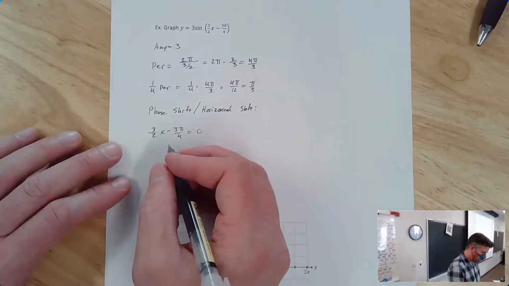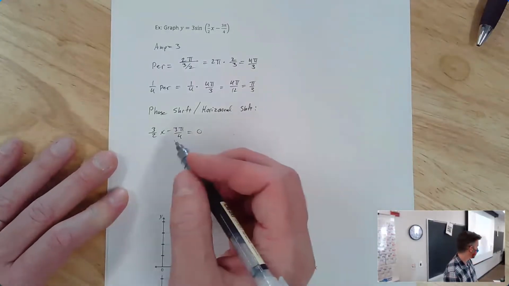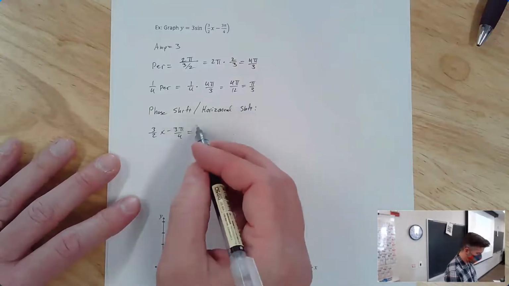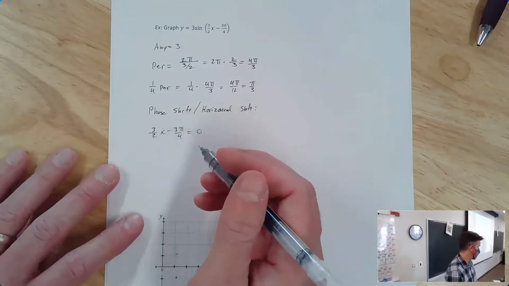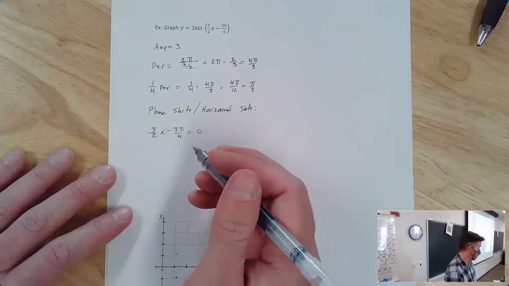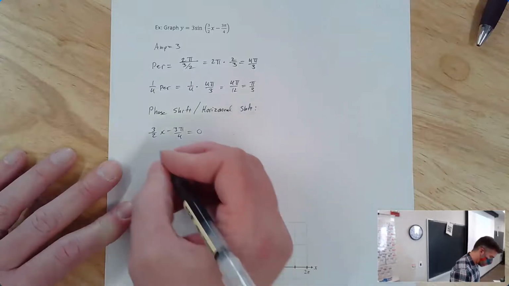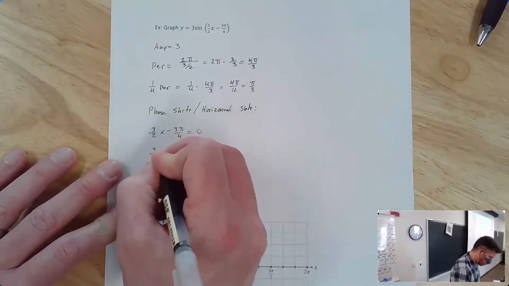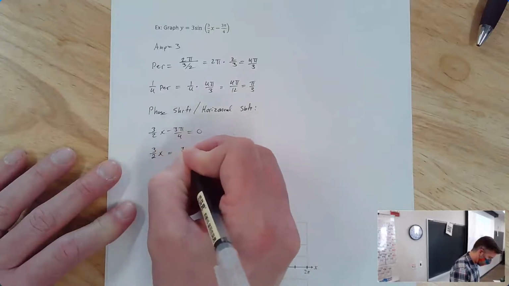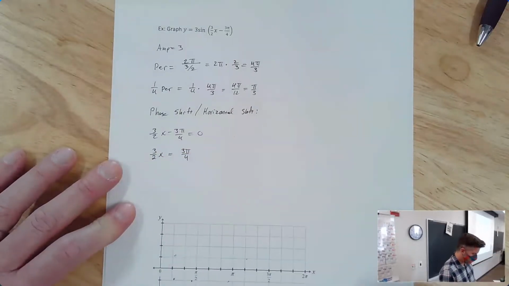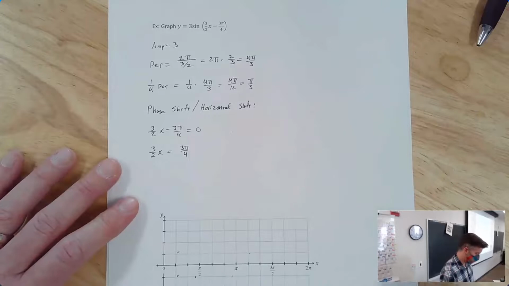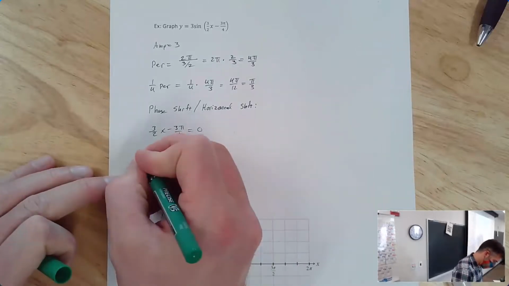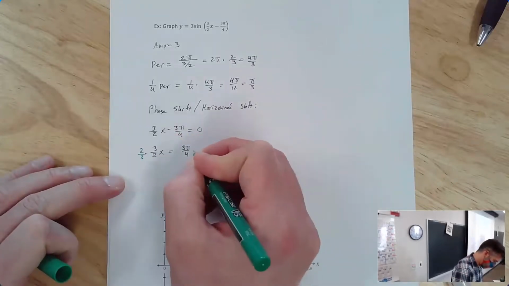And then there's a couple things you could do. I want to bring the 3 pi over 4 over, but you could totally multiply everything by 4 first if you wanted to, or you can get rid of the denominator, that's an option. But I'm going to do it the way I would normally do it. 3/2 x equal to positive 3 pi over 4. And then I'm going to multiply both sides by 2/3, because I want to isolate x.